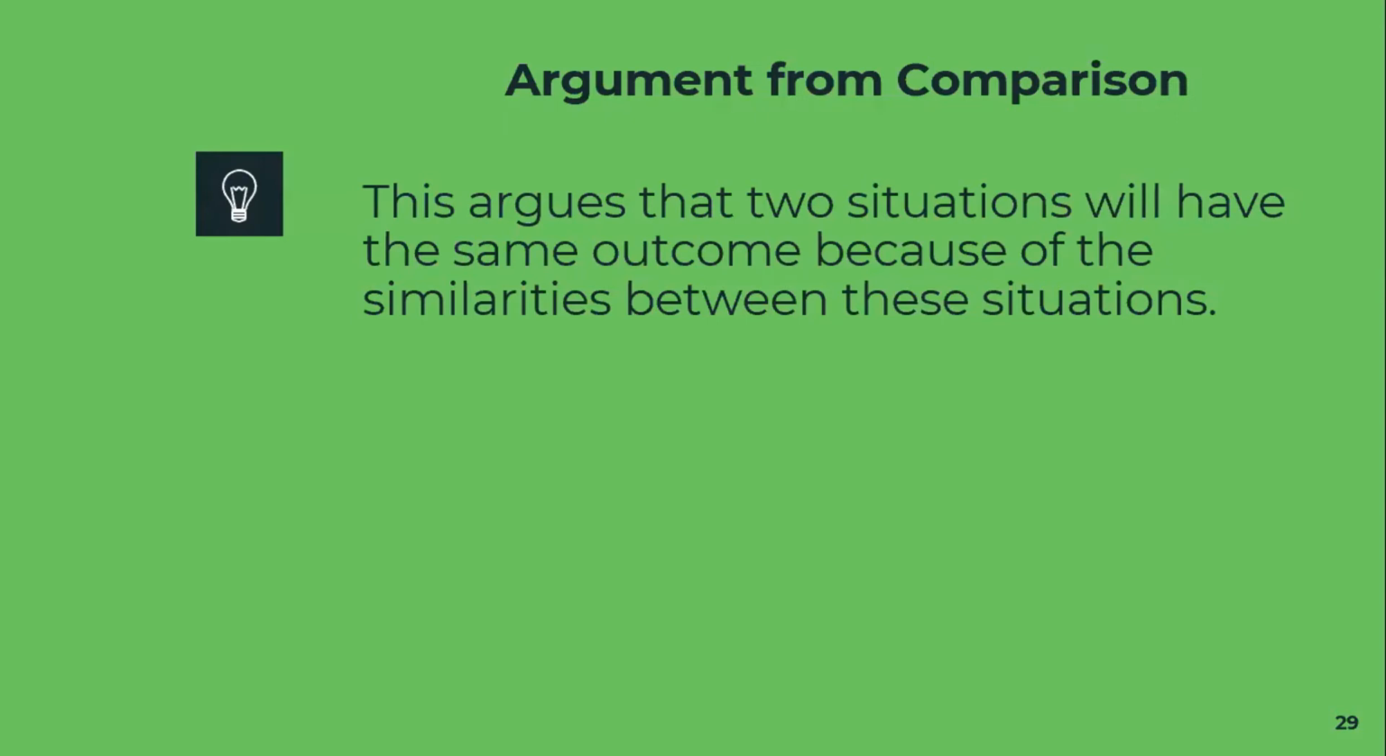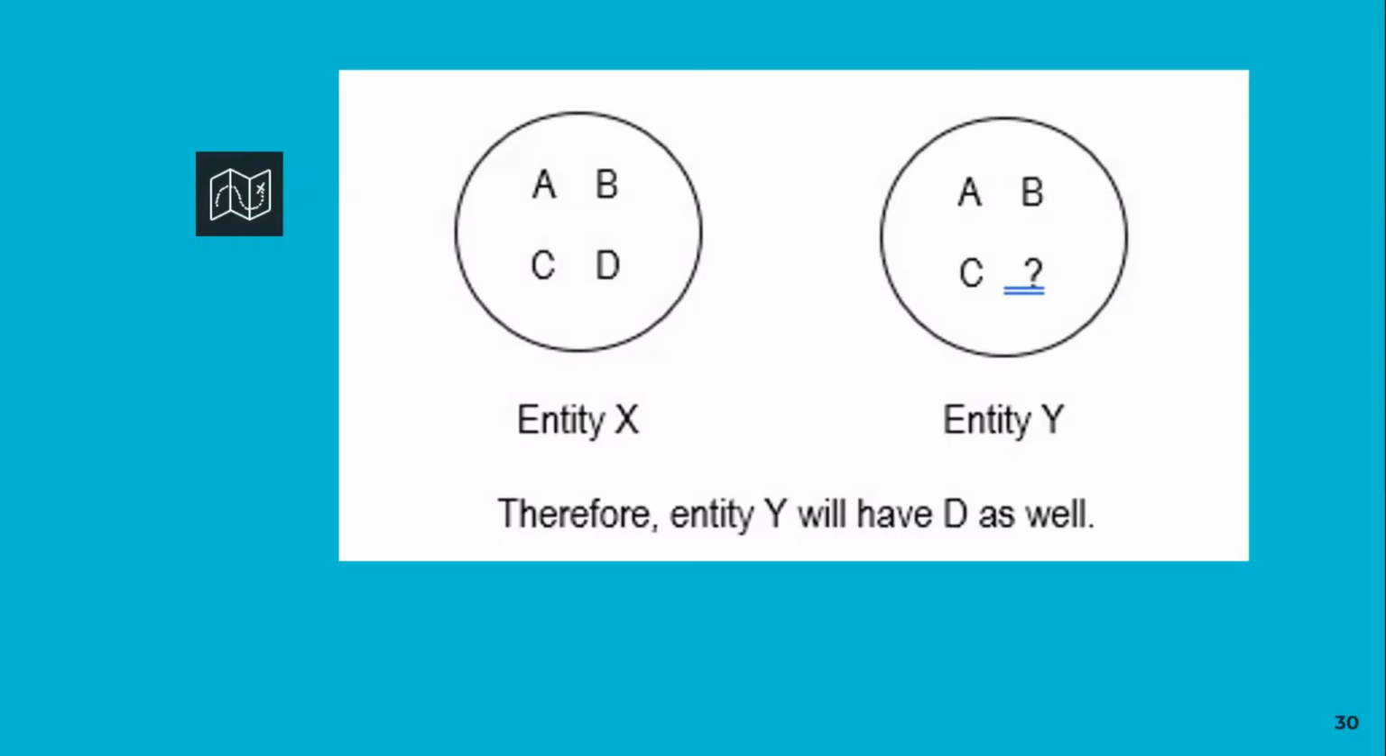Next is argument from comparison. This argues that two situations will have the same outcomes because of the similarities between these situations. So, two ideas, concepts, or situations can be treated with the same results or outcomes since both are similar or the same. So, this is the visual representation of argument from comparison.